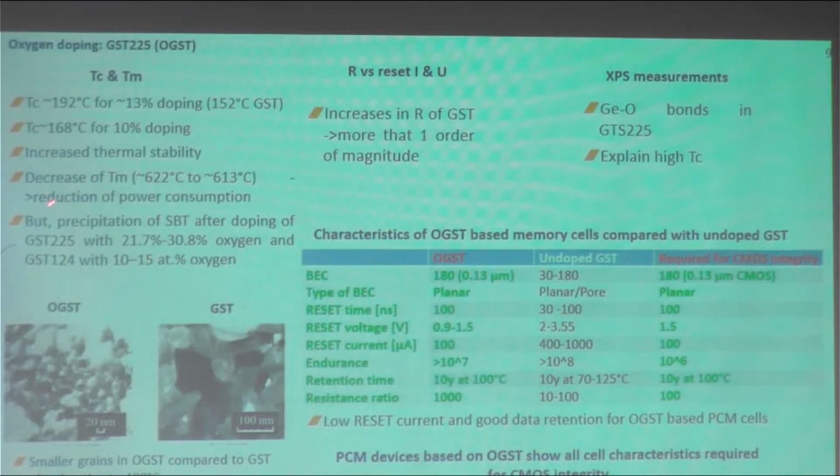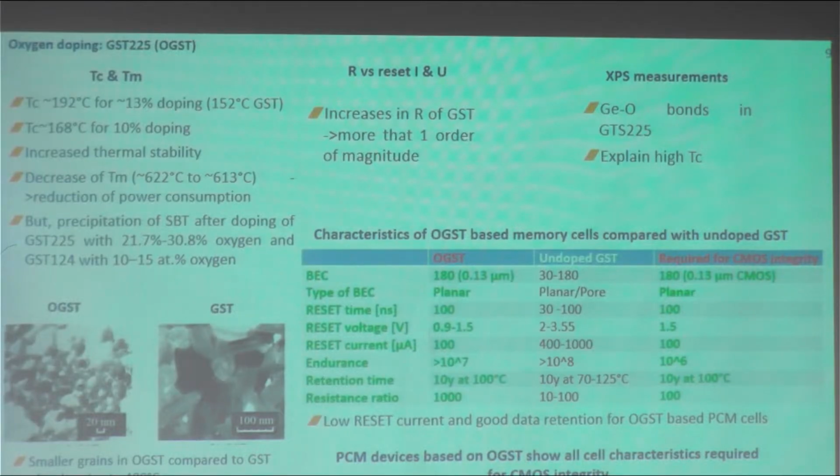But the problem here is the precipitation of a secondary phase, like antimony telluride. If the doping of oxygen in GST exceeds this value, like 20 to 30%, and in the GST 1 to 4, between 10 and 15%, then you already have some precipitates. Also oxygen doping impacts the overall resistance. It increases by more than 1 order of magnitude.